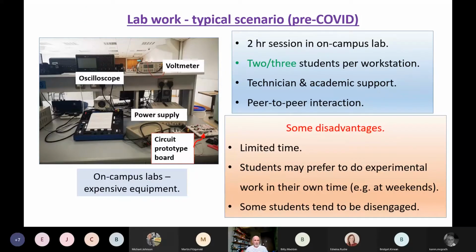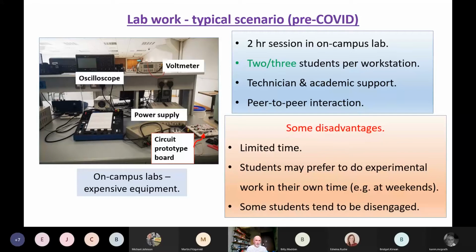Now, in terms of lab work, in pre-COVID times, and we may not go back to this overall scenario, essentially what happens is the students will go into a lab for a particular 2-hour session. We have a workstation. So in this case here, we have components like an oscilloscope, voltmeter, power supply, circuit prototyping board, and other equipment. And typically per workstation, we have 2 to 3 students carrying out an experiment. We would hope that they would have a pre-lab problem completed before they actually do the work, but that's not always the case. And within the lab, they would have technician and academic support.